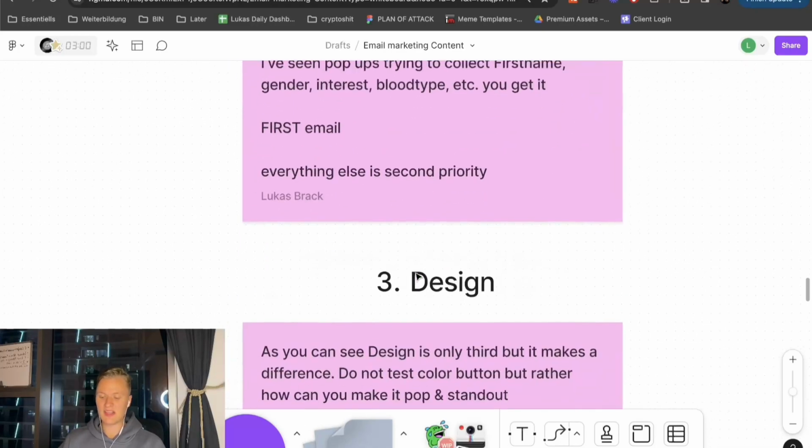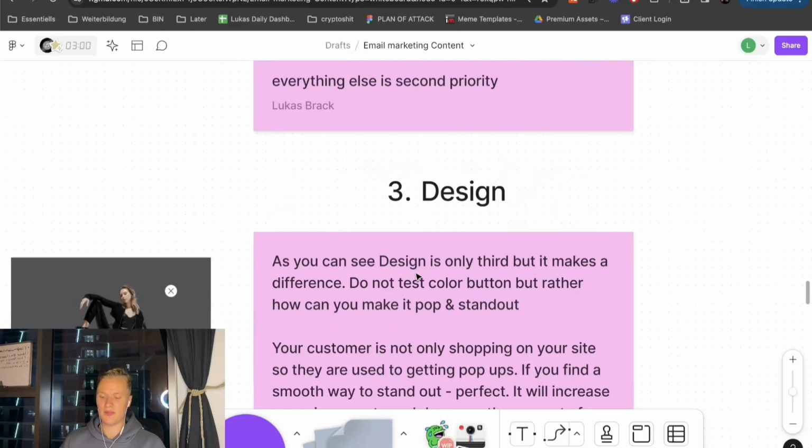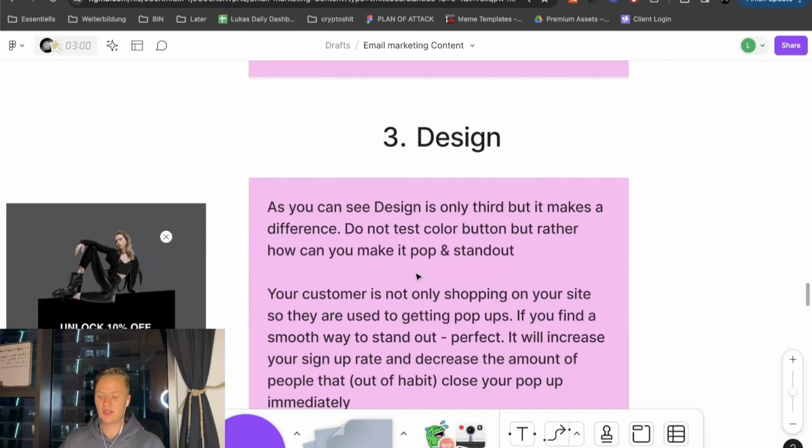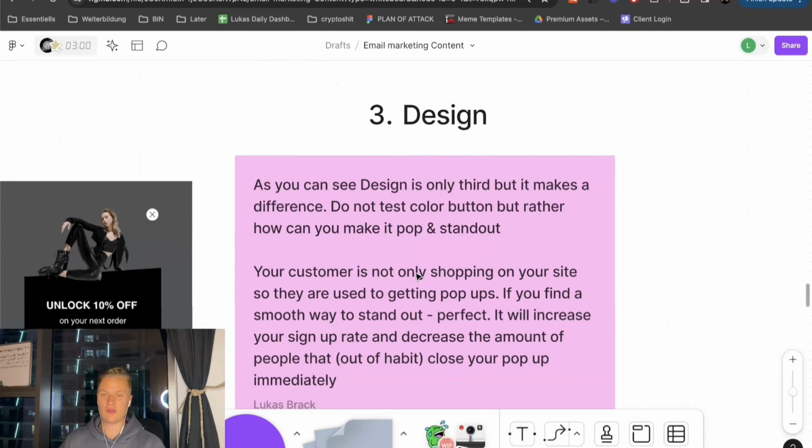That's framing. Now let's take a look at design. Most brands want to have design first, but design is actually only third, though it makes a difference. Do not test button color here, but rather how you can make it pop and stand out. Your customer is not only shopping on your site; they are used to getting pop-ups and have seen a lot of these 10% offs. So if you find a smooth way to stand out, perfect. It will increase your sign-up rate and decrease the amount of people that, out of habit, close your pop-up immediately.